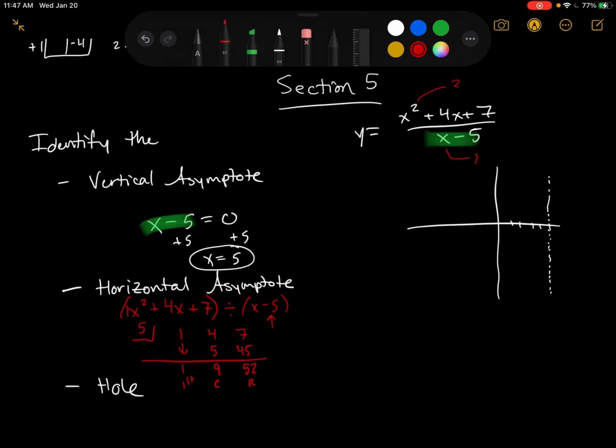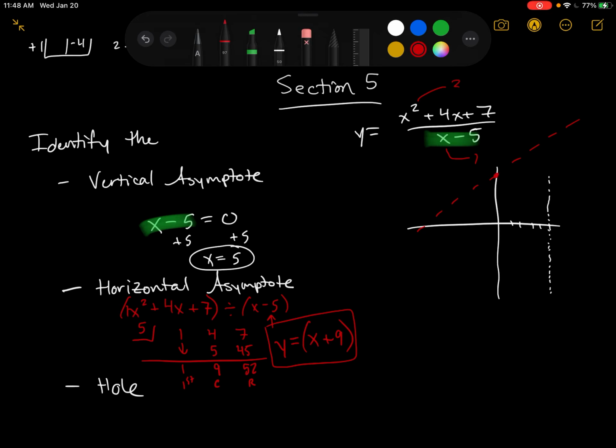So our answer to this one is x plus 9 with a remainder of 52. We don't care about remainders in this case. We just actually use that x plus 9 as our equation. So actually, you have permission for horizontal asymptotes specifically to ignore your remainder, and your equation here is y equals x plus 9. So this is also an asymptote that your function cannot touch.